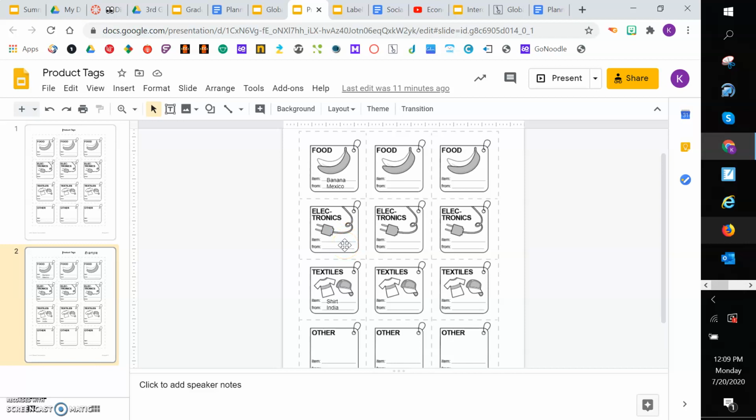So you're looking at the product labels. They will tell you what countries the items are from. You do not need to research anything to find out where your products are from. If you pick up something in your house and it doesn't have a label, then just go choose something else, okay? Now, I'm going to share with you what it might look like.